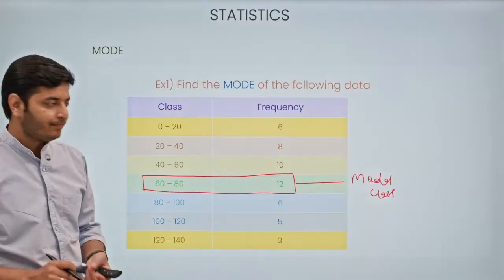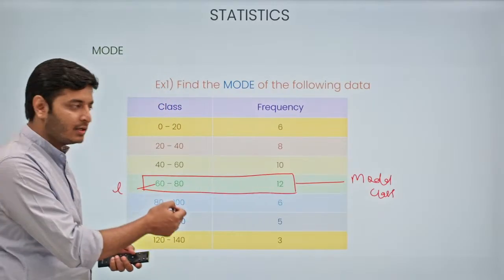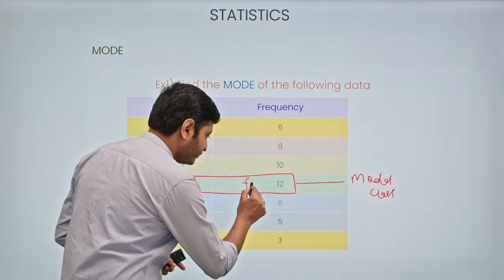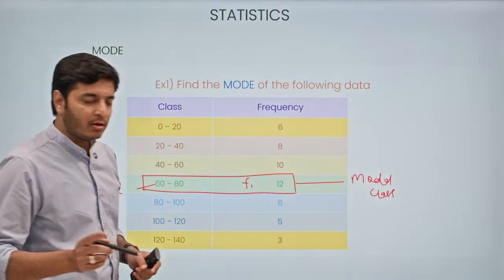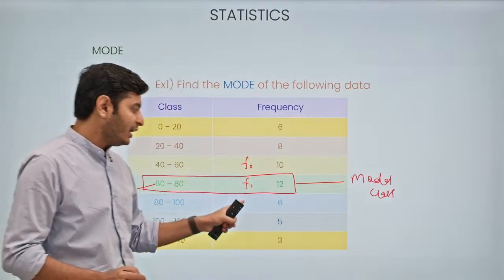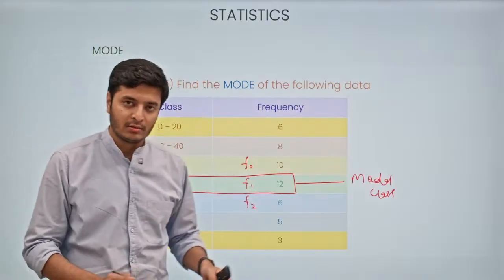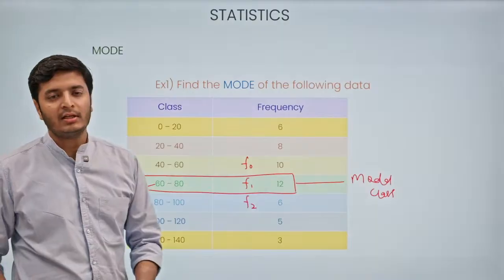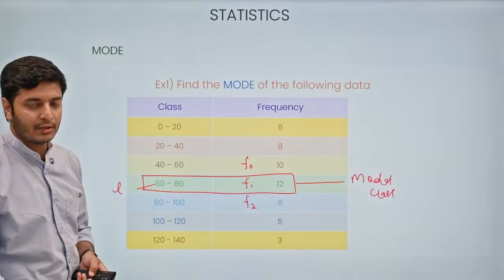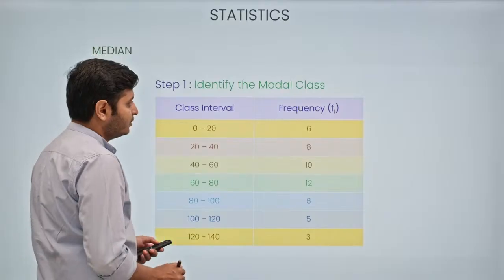Then we need the L value, that is nothing but the lower limit of this model class interval. Then we need F1, the frequency of the model class. Then we need F0, the frequency of the class interval before the model class. F2 is the frequency of the class interval next to the model class, correct? Then H is nothing but the difference of the class intervals, that is 20 here, the class width. Now we know everything, so we are going to apply the formula.